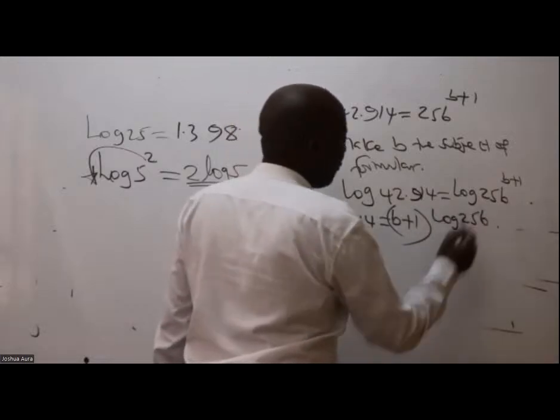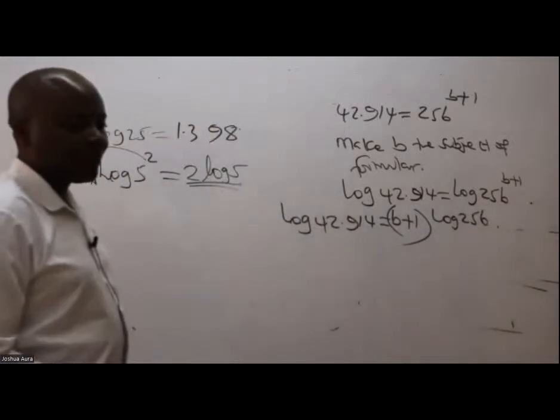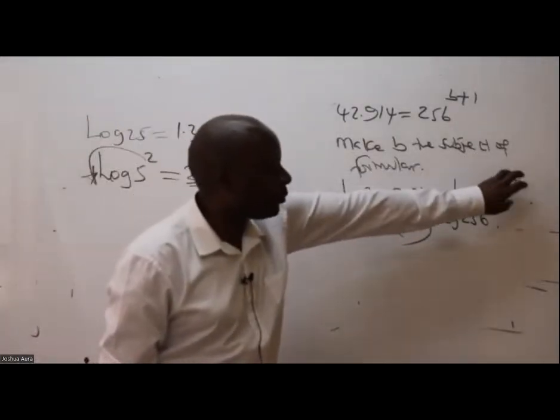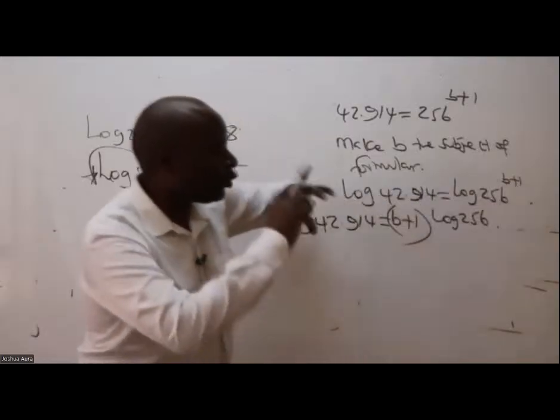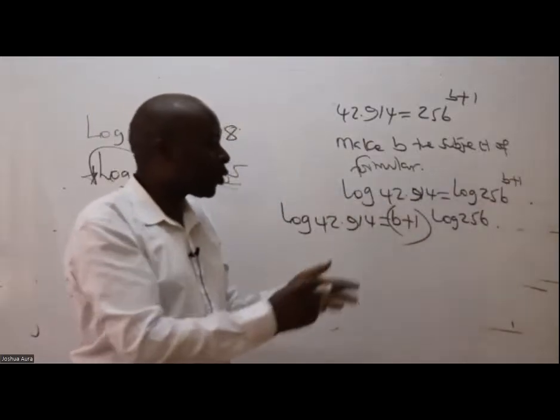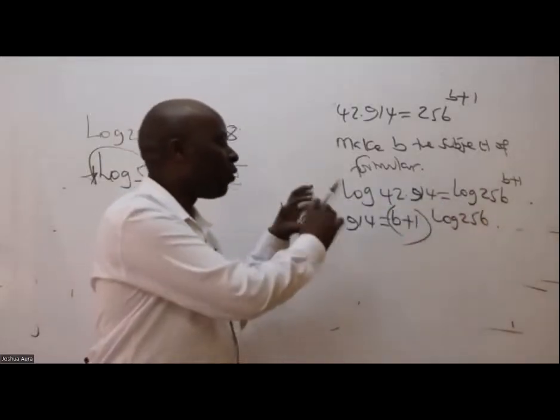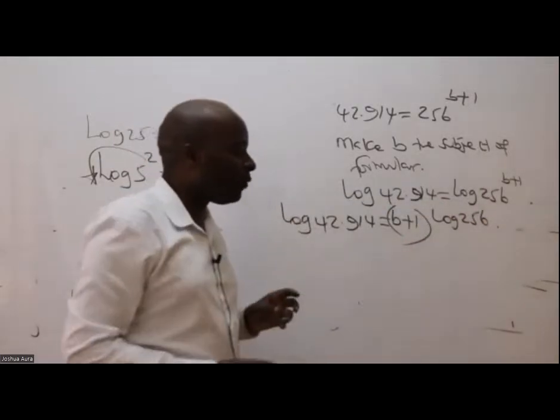Logarithm 256. So what I've done is I've dropped the entire exponent. And because the exponent here has got two unlike terms, I have to put them in brackets to show that solidarity, right? So now I've been able to drop it down. So you're talking of b plus 1 log 256, like that.